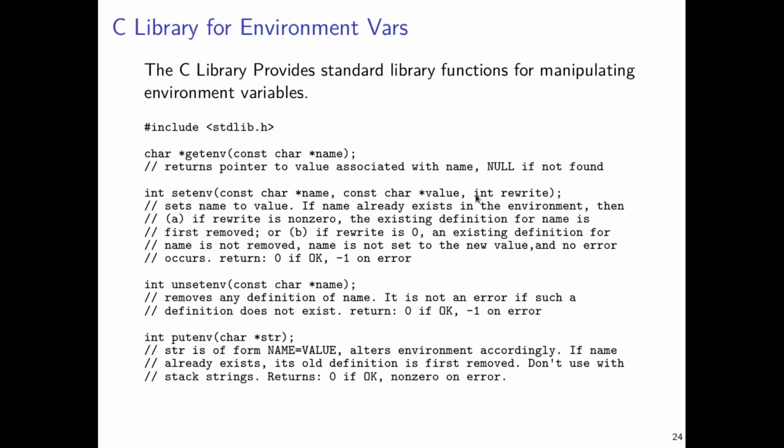Now, interesting that it takes one additional option that will dictate the behavior of whether this exists or does not exist, how to behave. So the example here, if rewrite's non-zero, then an existing definition for game is first removed, or if rewrite's 0, then an existing definition isn't removed. Then it's set to the new value, and this can actually result in an error potentially. So take care that you use appropriate calls here using that rewrite option as needed.